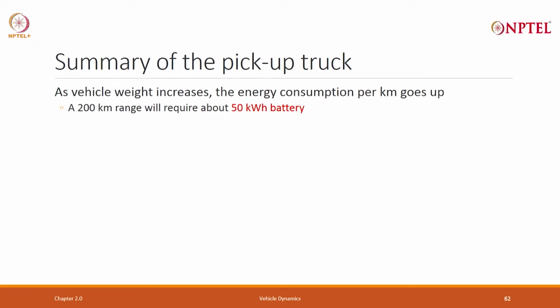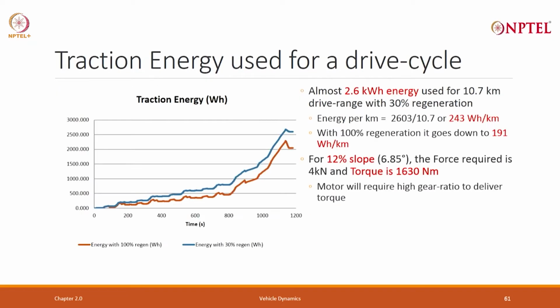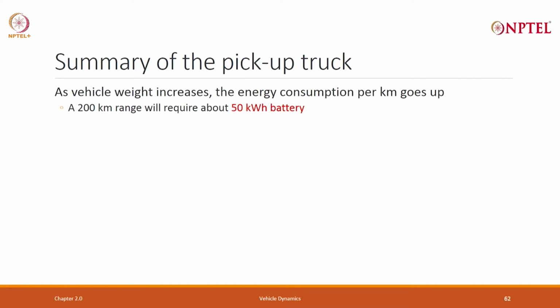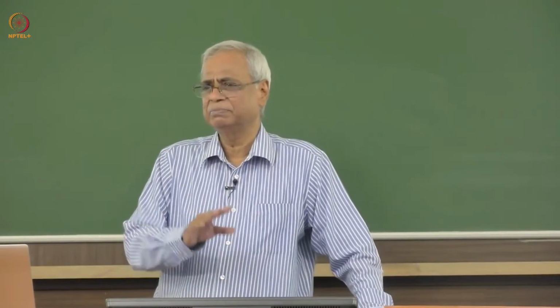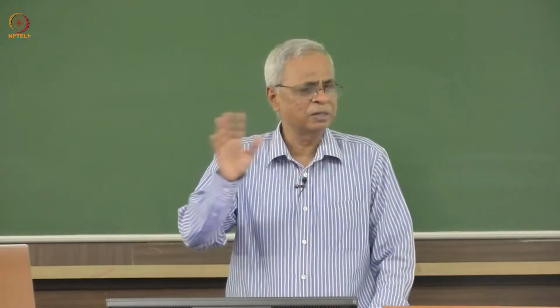So, summary of the pickup truck, it is a low end pickup truck. We actually find that it consumes about 250 watt hour per kilometer. So, if I have a 200 kilometer range, I require a 50 kilowatt hour battery. I may require slightly excess, because I am not taking into account the inefficiencies. So, 55 maybe 60 kilowatt hour.